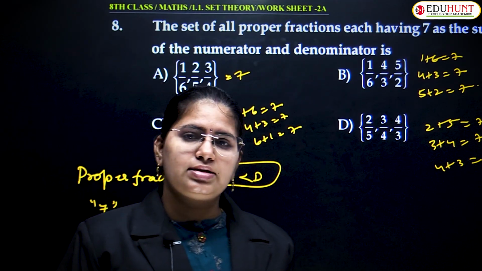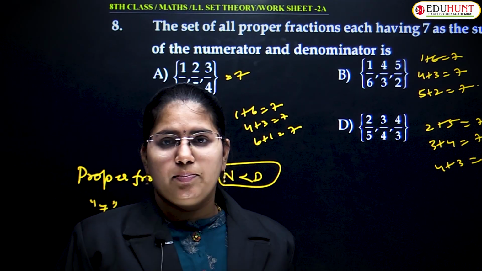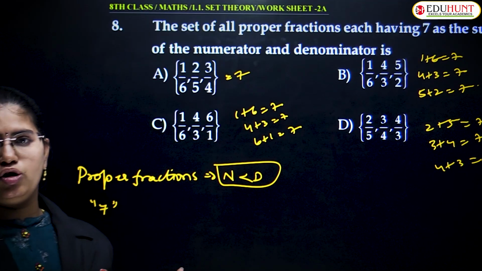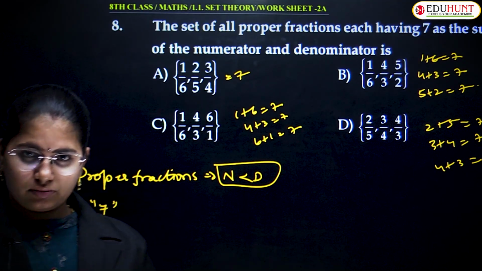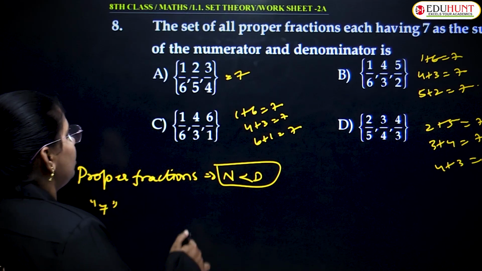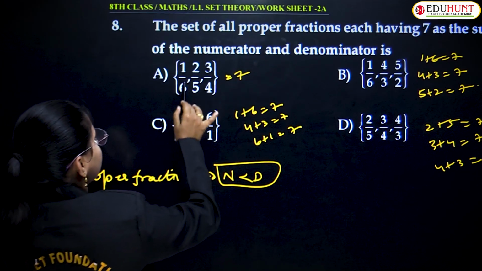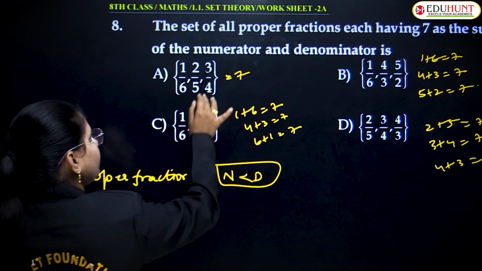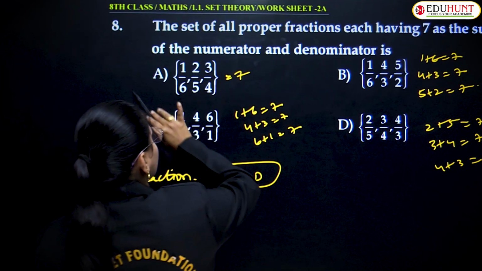The first condition is being satisfied by all the options, but along with this, it should also be a proper fraction. Proper fraction in the sense the numerator is less than the denominator. Let us check with this. 1 by 6, yes, numerator less than denominator. 2 by 5, proper fraction, proper fraction. So this may be the answer.